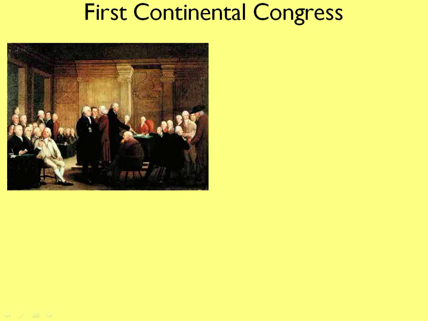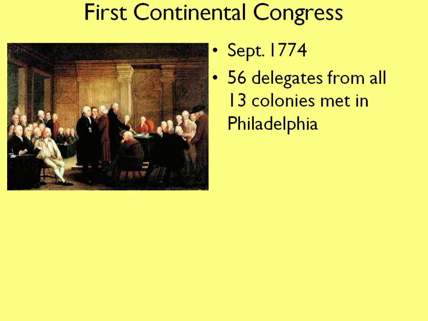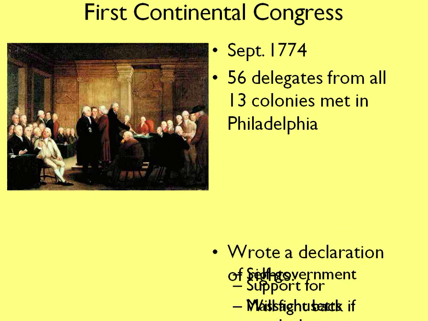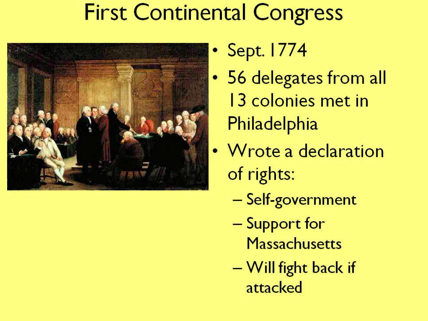So this spurs the colonists to meet, all of them. They all send representatives to Philadelphia. John Adams is there representing Massachusetts. And they sit down and they write up a document, a Declaration of Rights, as they call it. And they say, hey, we got the right to self-government. Massachusetts, we got your back. And if this escalates into war, then so be it.